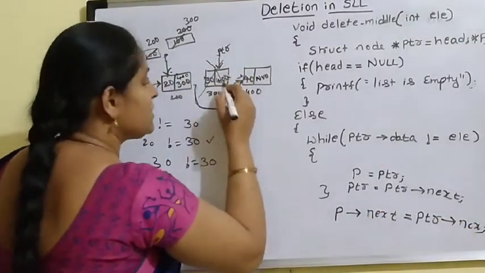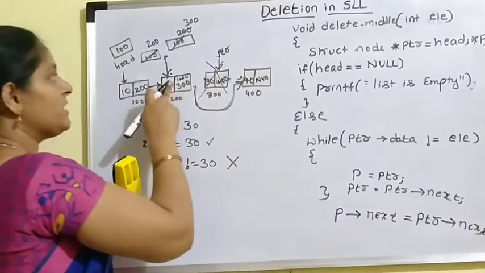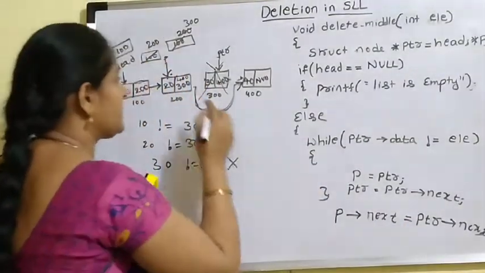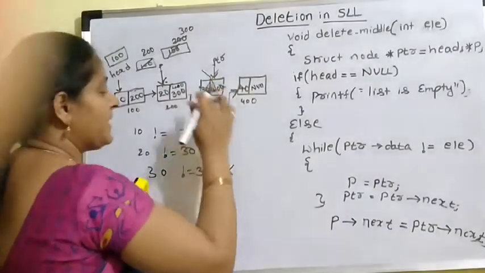Here PTR next is 400. PTR next is 400. That 400 we are saving in P next. So this is the statement: P next equal to PTR next. So this connection will be established. Now this node will be separated from the list.